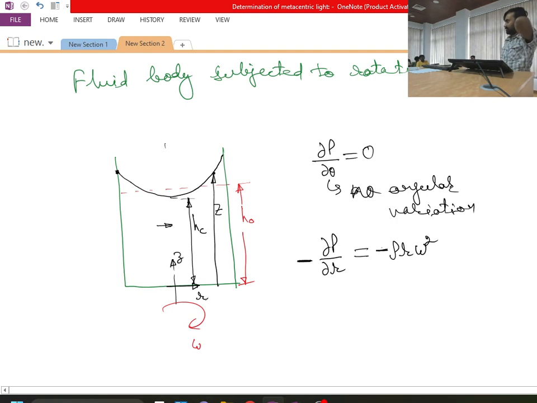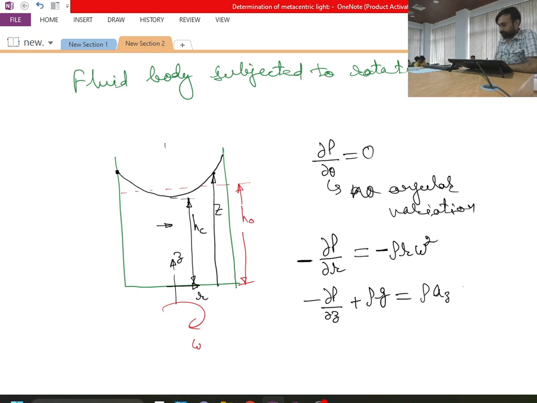Minus rho r omega square. Fine. Then let's talk about the z direction. So minus del P by del z will be how much? Minus del P by del z plus rho g will be equal to rho times a, any acceleration in z direction.